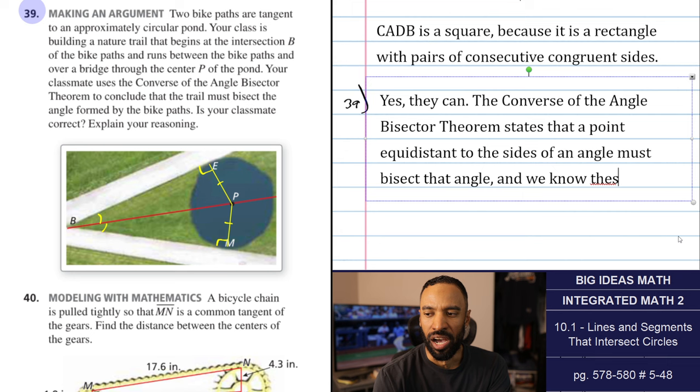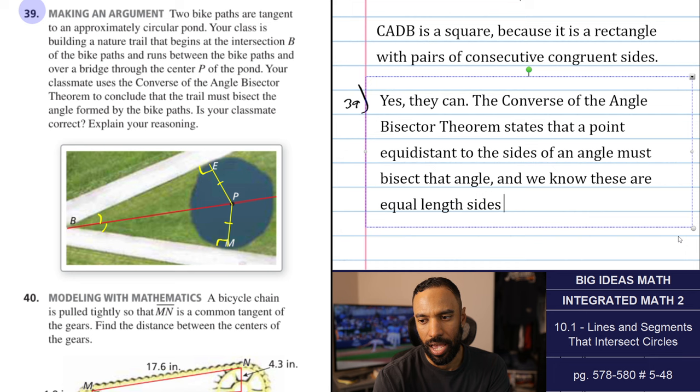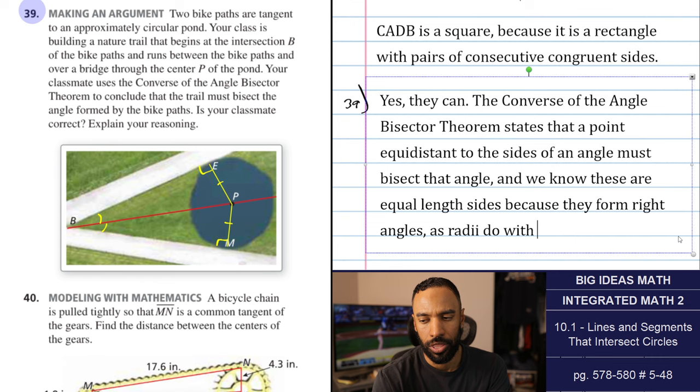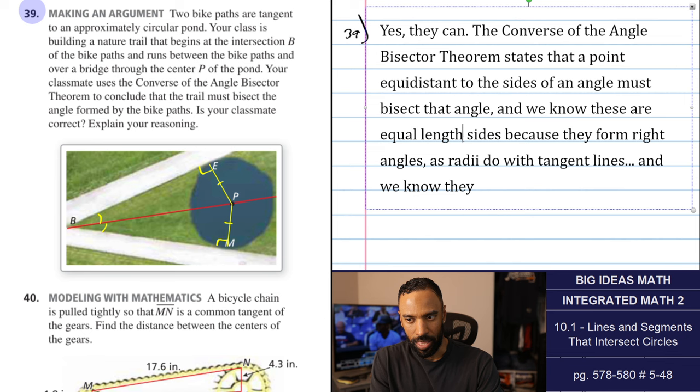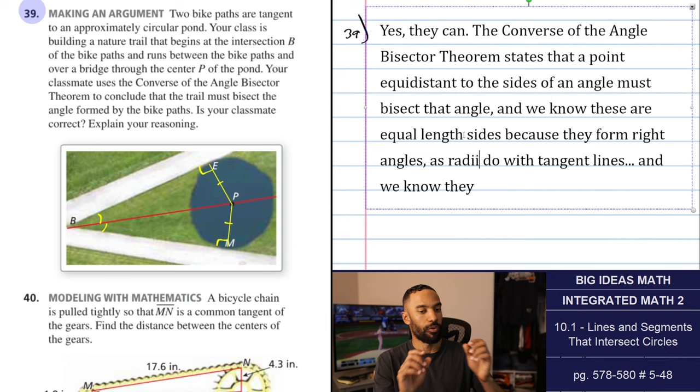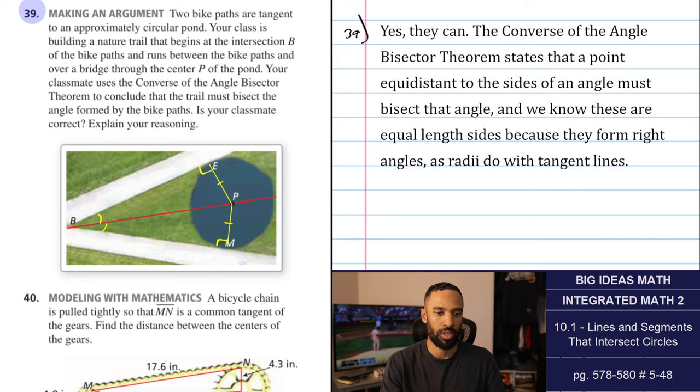We know these are equal length sides, and I kind of want to say the corresponding parts thing, because they form right angles, as radii do with tangent lines. It's not that we know they're equal length sides because of that. We know they're equal length sides because they're radii. We know that these are sides for which we're comparing equidistance because they're forming right angles. So I'm just going to use both of those in one thing. I did use the word radii, so I think that hits them both. The radii make them congruent.